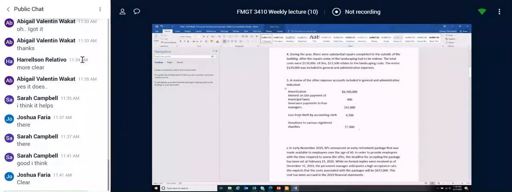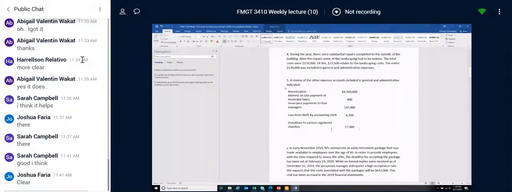Loss from theft by accounting clerk. Again, is there a specific rule for this? No, there's not. Is this a cost incurred to earn income? Well, loss from theft, that's a cost of doing business. You're going to have some theft if you go into business. So the answer is yes, that's a business cost. So again, accounting deducts 45. Tax would deduct 4,500. No reconciling item pursuant to 18.1A for loss from theft.